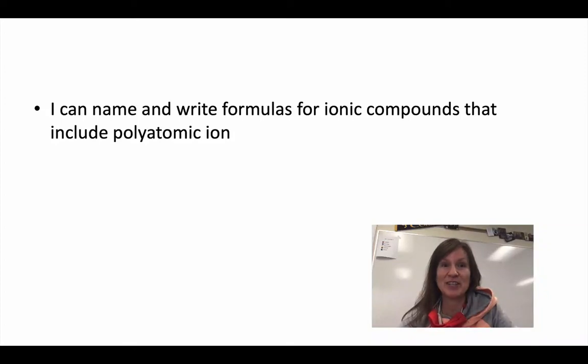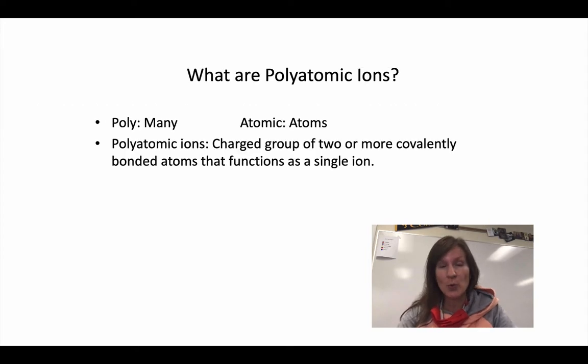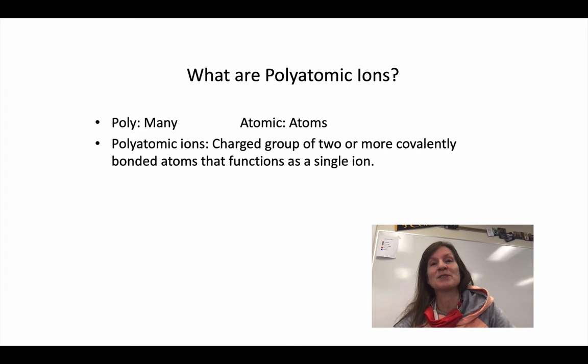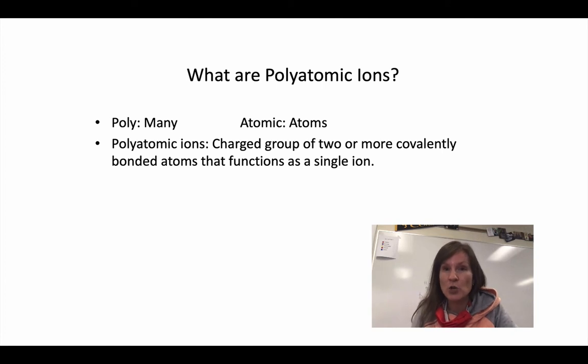This video is going to focus on the learning target. I can name and write formulas for ionic compounds that include polyatomic ions. So what are polyatomic ions? Well, poly means many and atomic means atoms. So they're ions that have many atoms within them, but the whole unit itself just has one charge. So it's a charged group of two or more elements that are covalently bonded as a single ion.